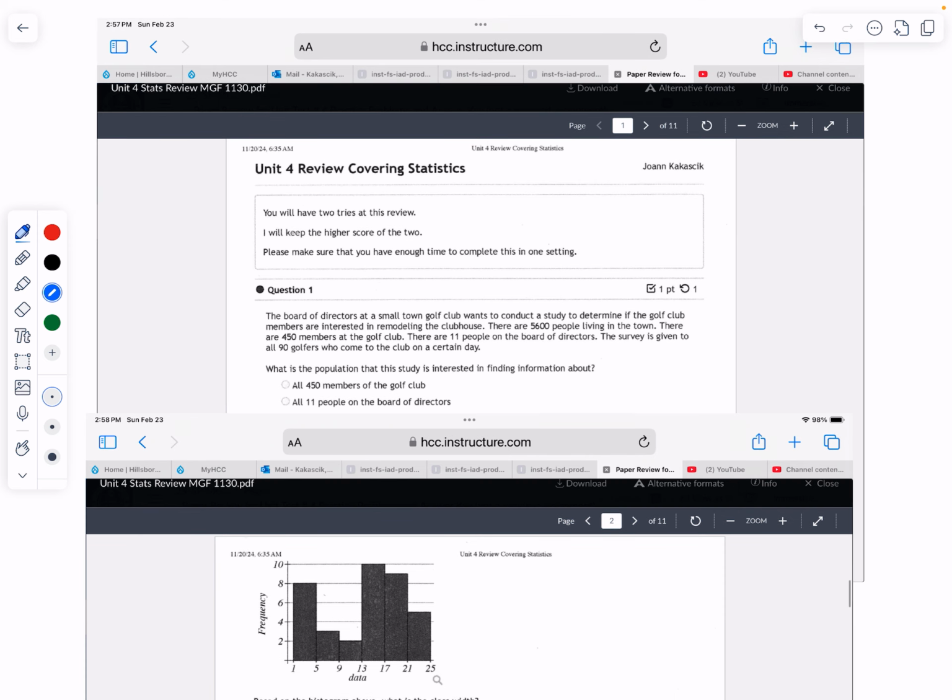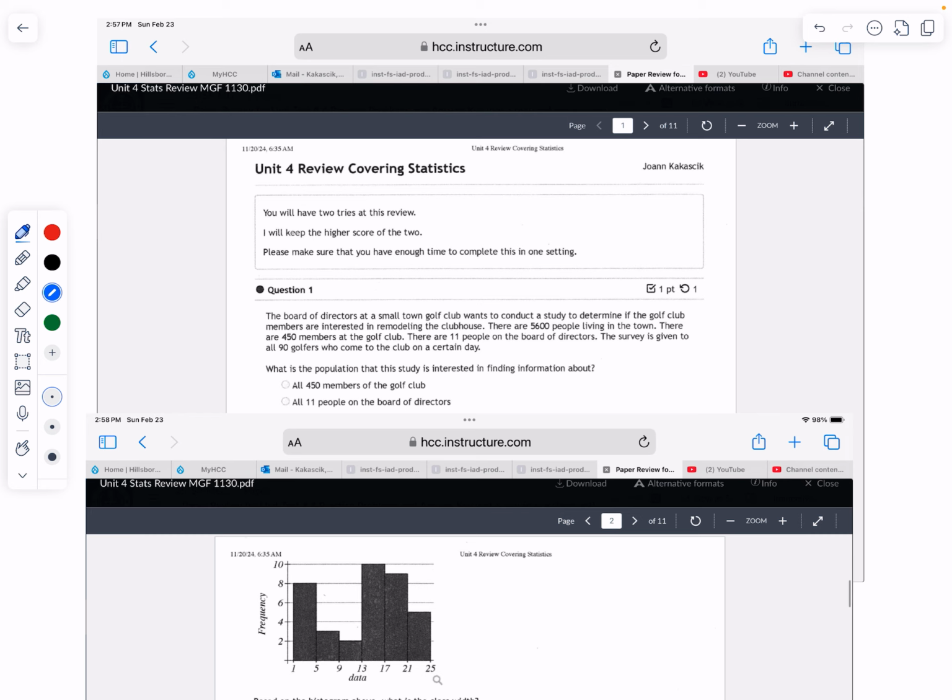It says the board of directors of a small golf town want to conduct a survey to determine if the golf club members are interested in remodeling the clubhouse. There are 5,600 people living in the town. There are 450 members at the golf club, and there are 11 people on the board of directors. The survey is given to all 90 golfers who come to the club on a certain day. What is the population that the study is interested in finding this information about?